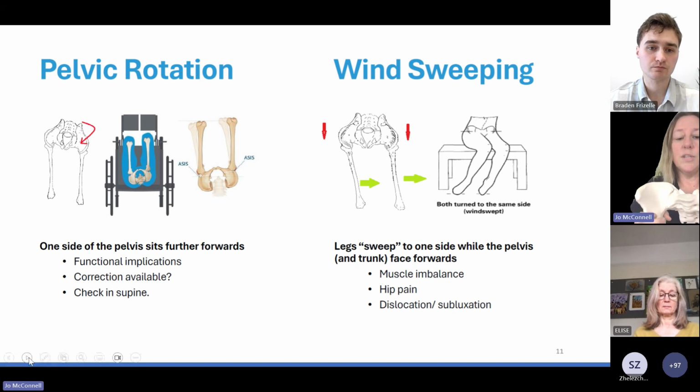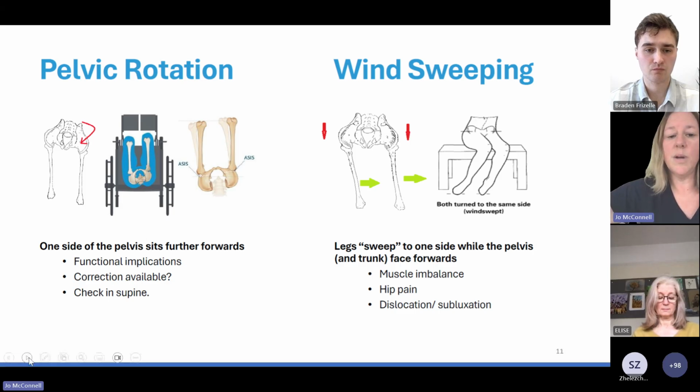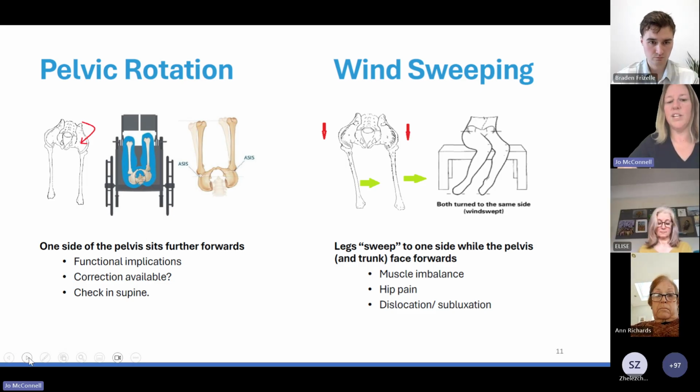But if we only look at somebody from the front, if we never check from up above, looking down, we won't always know the difference between pelvic rotation and windsweeping. So this is where it's important to check posteriorly what's going on from behind. So in pelvic rotation, we would see that the PSIS, as I said, the back here, would not be level, it would be rotated forwards.